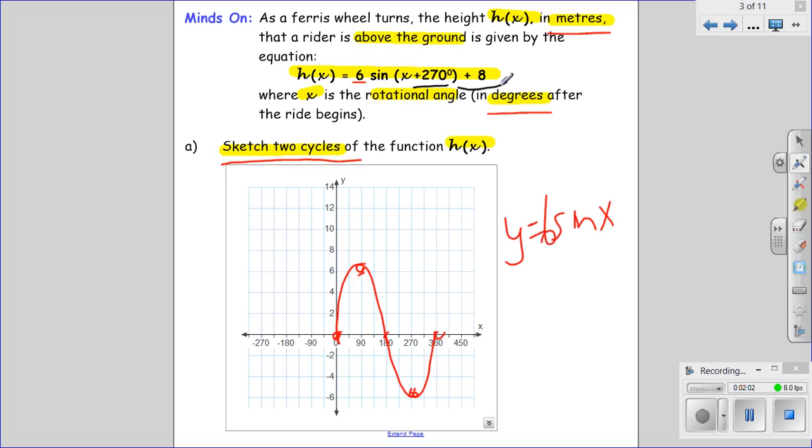Now, we can add the horizontal shift, also known as the phase shift, and the vertical shift, and we take all our points and we go left 270, so 90, 180, 270, and up 8. We're going to put a point there. Take this one left 90, 180, 270, and up 8.